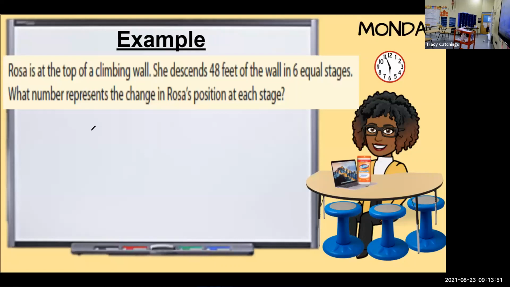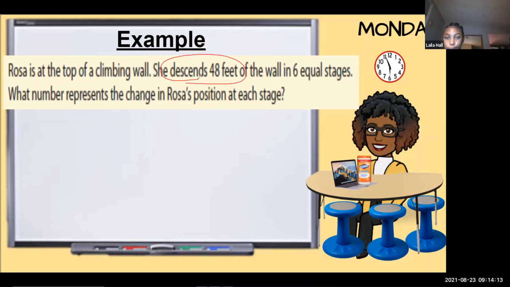All right, second example we're gonna look at. It says Rosa is at the top of a climbing wall. She descends 48 feet of the wall in 6 equal stages. What number represents the change in Rosa's position at each stage? What are some key words in this example? Descends 48 feet. What value do you think that might have, Chanel? Negative. Good job. Descend means to go down, so that would be a negative.